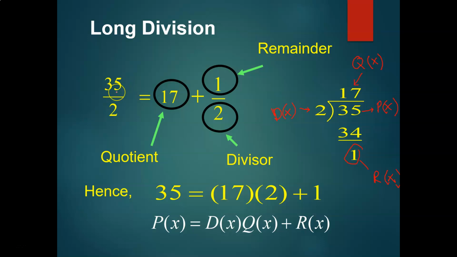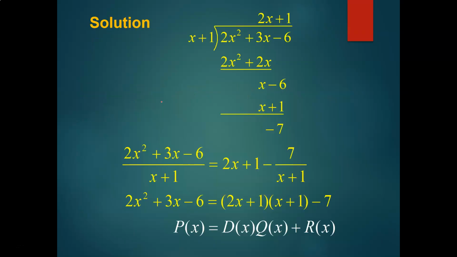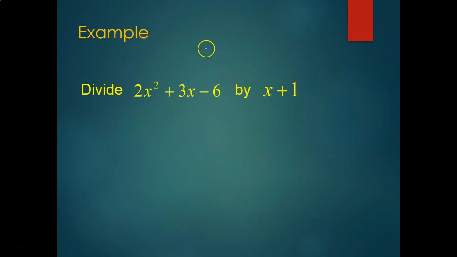Guna nombor, kan? How about the one with power, with degree? You have x to the degree of 2 and so on and so forth. Example, divide 2x squared plus 3x minus 6 by x plus 1. Okay, so you have to use the long division just now. So this is your px.